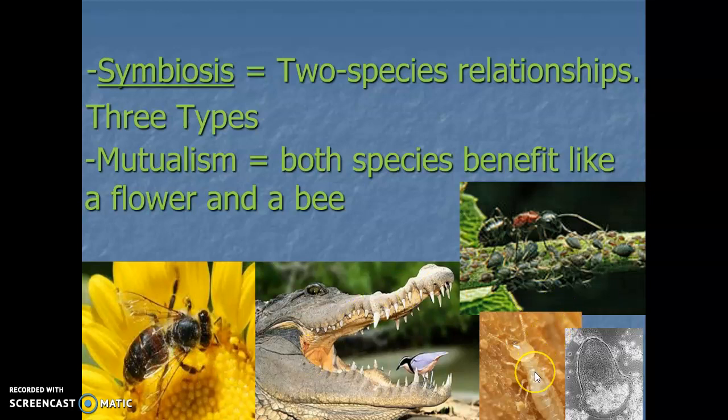Then you have here, here's a termite and a type of protist that lives in the intestines of the termite. So the protist has a place to live, and the termite has a way to break down food from the wood.